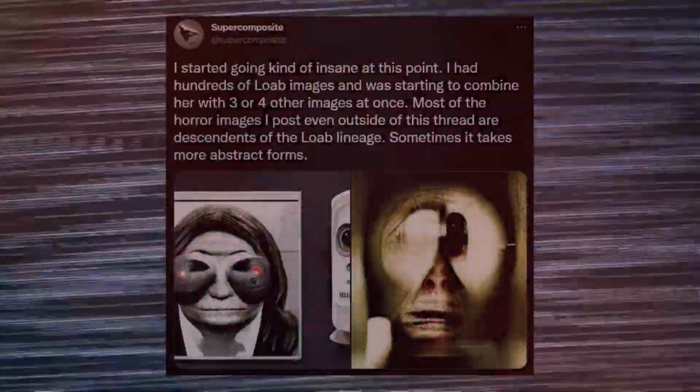Sometimes it takes more abstract forms. So what was actually going on here? Is it some sort of supernatural form trying to make contact with the outside world, waiting to crawl out of the screen and surprise its viewer? Not quite. But that's not the end of the story. If anything, it's about to get a bit more disturbing.